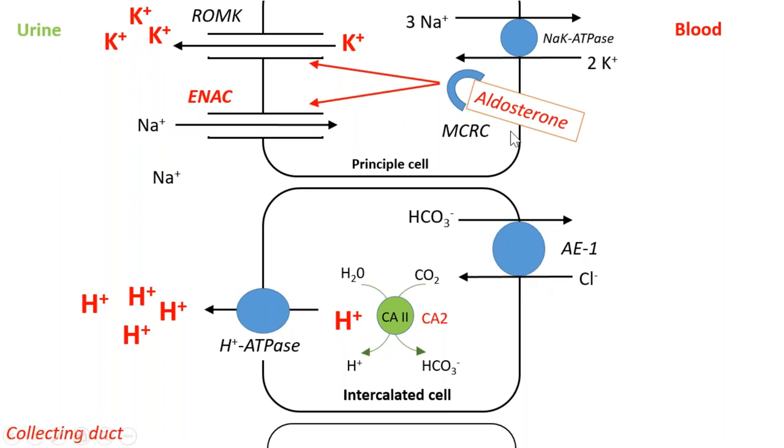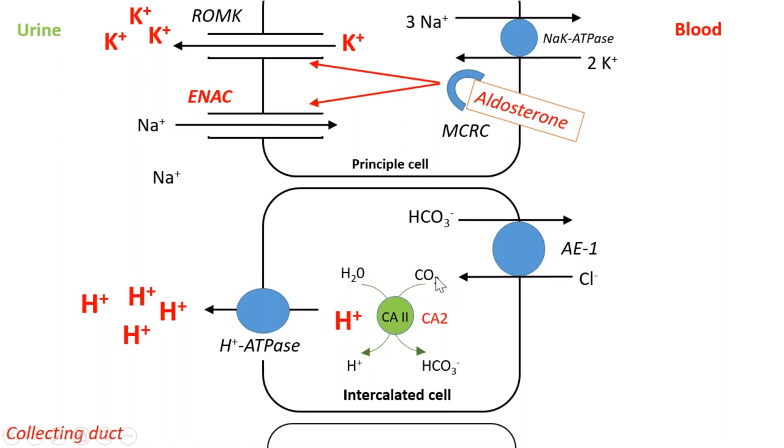So aldosterone causes the upregulation of not just these channels, the ENaC channels and the potassium channels. It also causes an upregulation of this AE1 transporter, which allows for the excess reabsorption, if you like, of bicarbonate into the blood. And then this is carbonic anhydrase, which exists in our intercalated cells. And this is an enzyme which facilitates the production of bicarbonate and hydrogen from water and carbon dioxide.